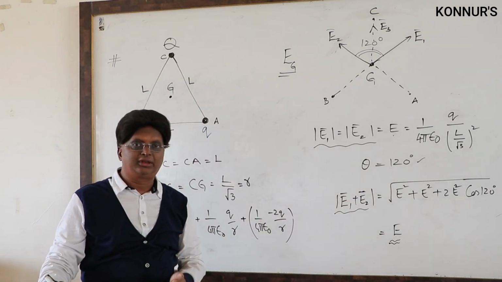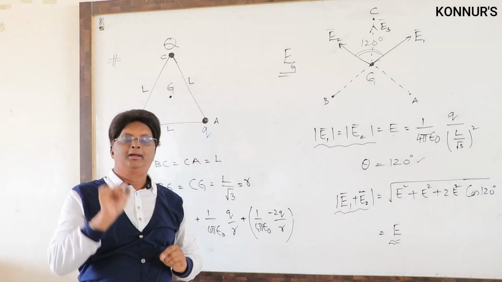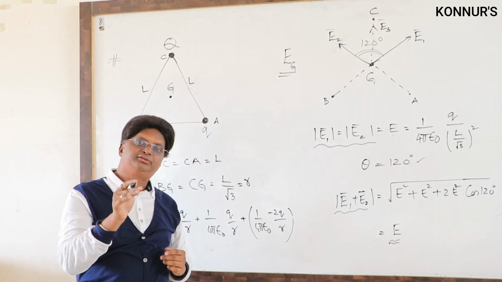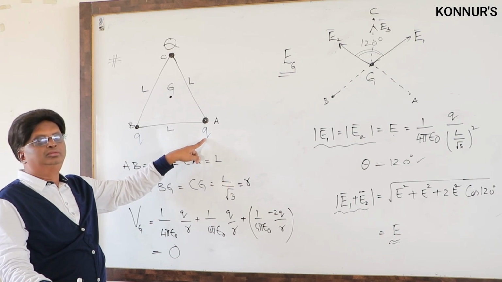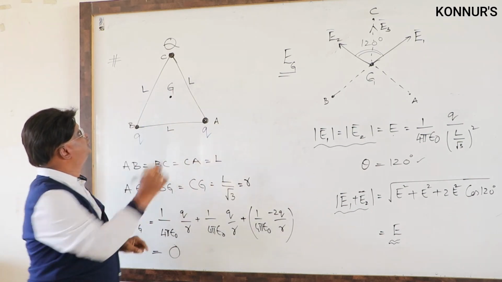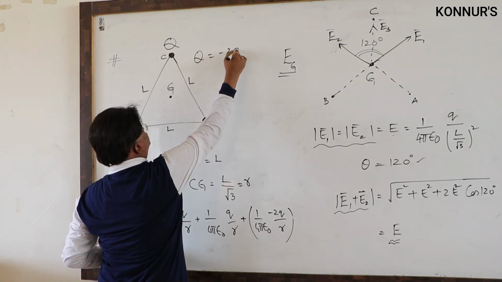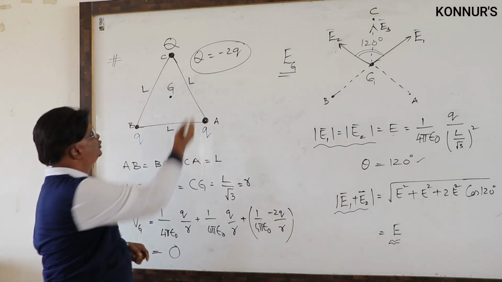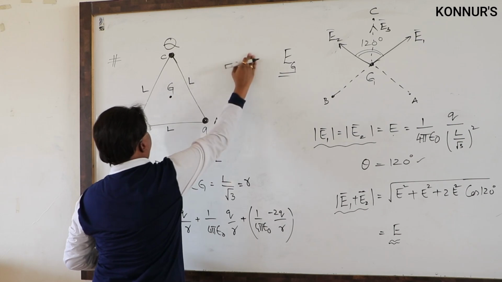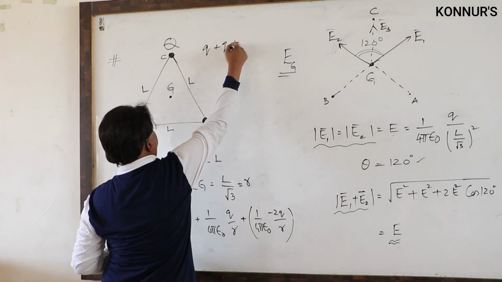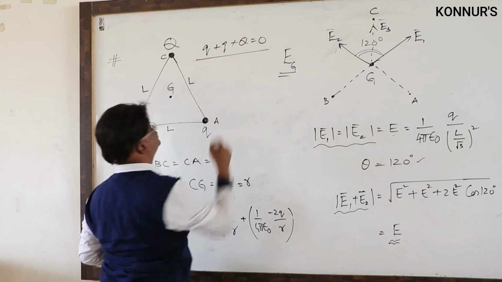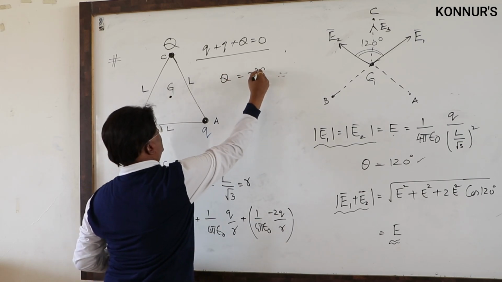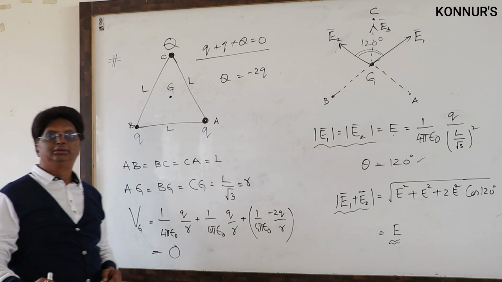For that, the answer I have told you earlier: in any symmetric geometry, at the point of symmetry the net potential is 0 when the algebraic sum of the charges is 0. Therefore here q plus q plus capital Q, this capital Q should be minus 2q, because for that only the net charge of the system becomes 0. How do you get this one? You want me to show that? So this is q plus q plus capital Q is equal to 0. Net charge of the system is 0, and therefore the answer is Q equal to minus 2q.